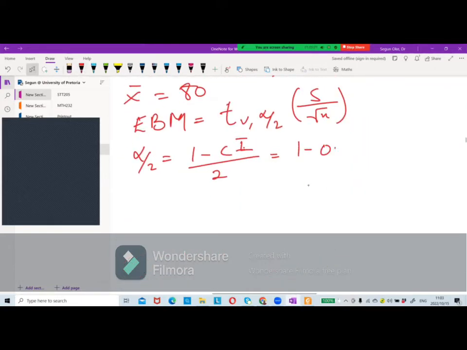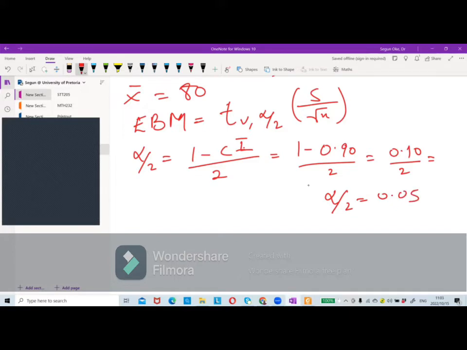90% will be what? 0.90 divided by 2. So what do you have here? 0.10 divided by 2 is what? You have your alpha over 2 to be 0.05. Any question?